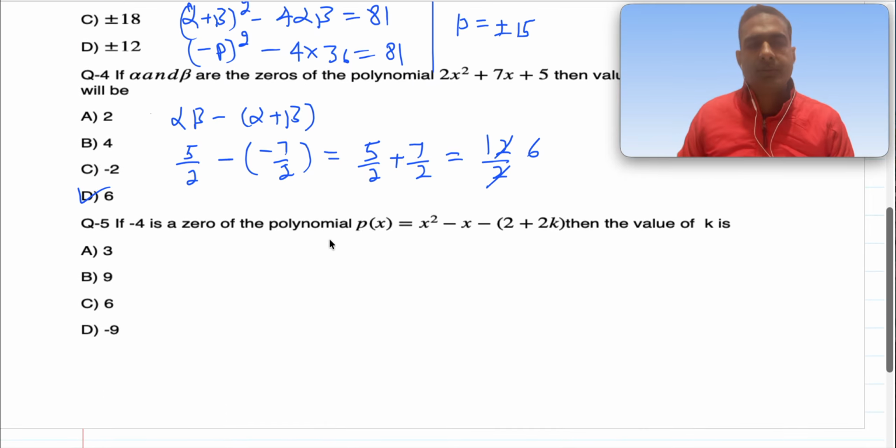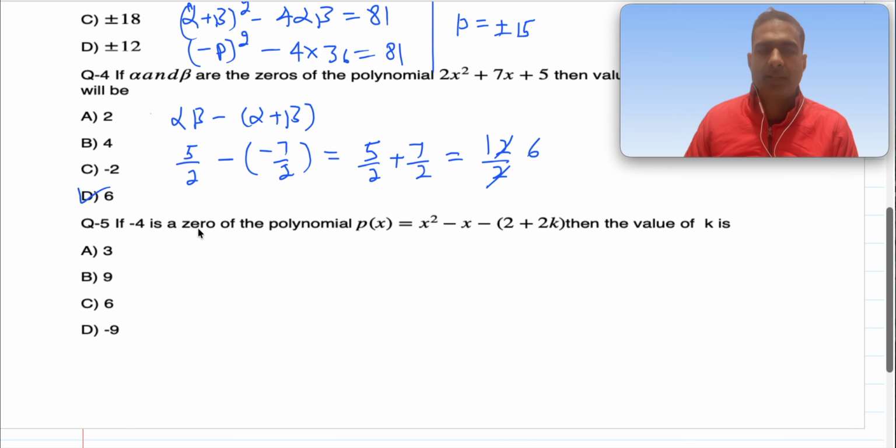Now moving to the fifth question, that is, if minus 4 is a 0 of this polynomial, then the value of k is. So we know the 0 of any polynomial is the value of x where the value of the polynomial turns into 0. So minus 4 is a 0 of the polynomial. It means p of minus 4 is equal to 0. Now p of x is x square minus x minus, in bracket, 2 plus 2k.